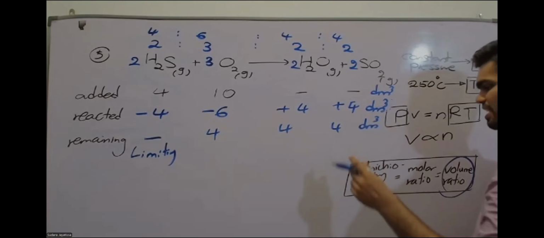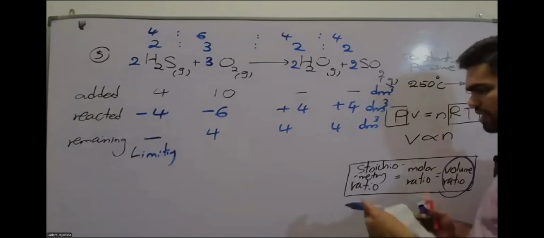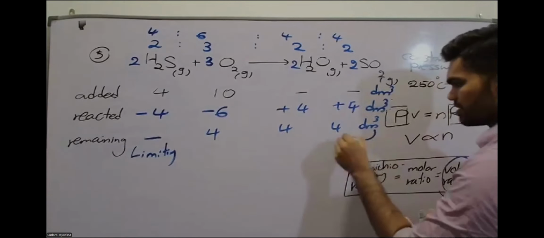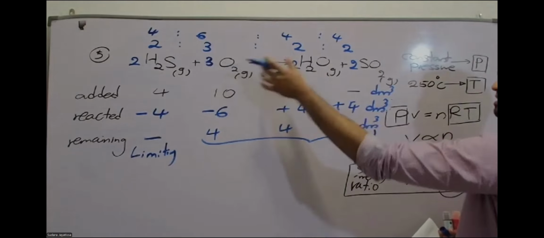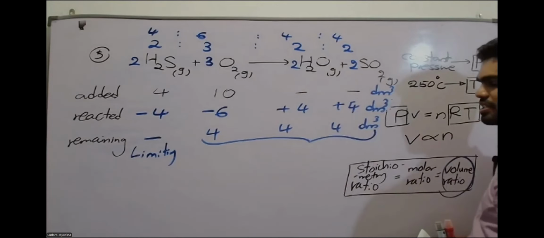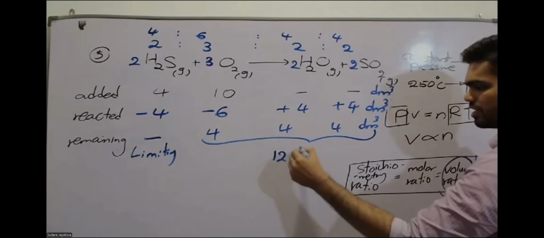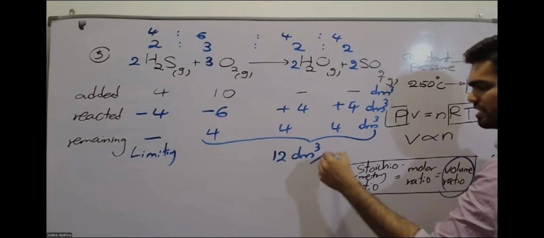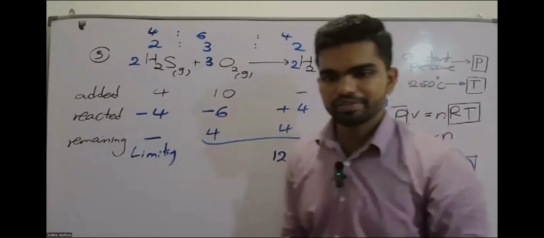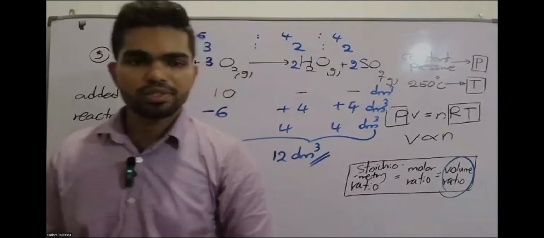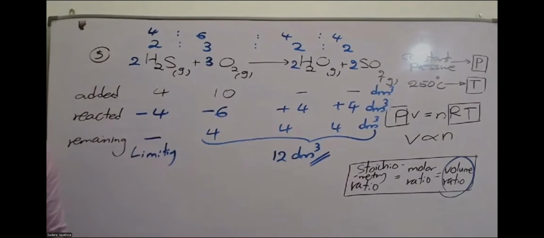So what is the question asking? It is asking the final volume of the mixture. So the final volume is all the remaining gases. You have oxygen remaining, water and SO2 produced. So altogether you have how much volume? 12 decimeter cube. It's a very good question. It's a past paper question, right? So is that okay? Any doubts on the question?